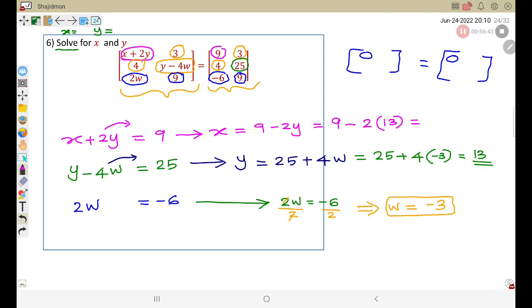Okay, Y number is 13. So you can check the answer: 9 minus 2 multiply 13. Okay, so what will be the answer? Minus 17. So X number, Y number, and W number we got from that question. I hope you understood this question, the idea.